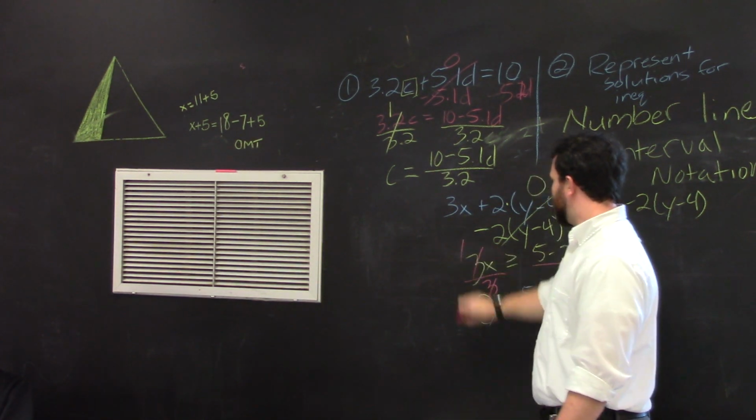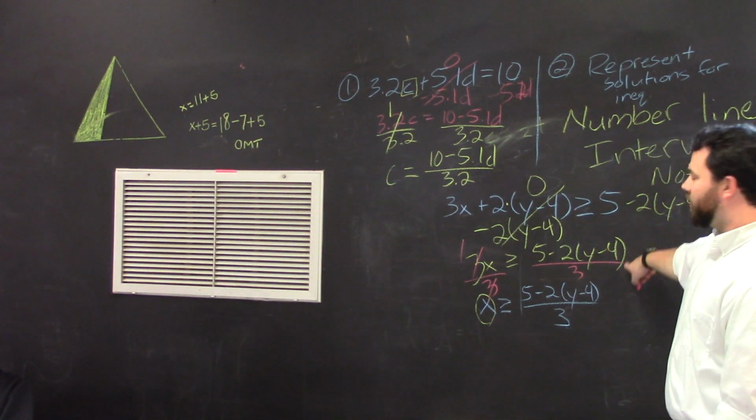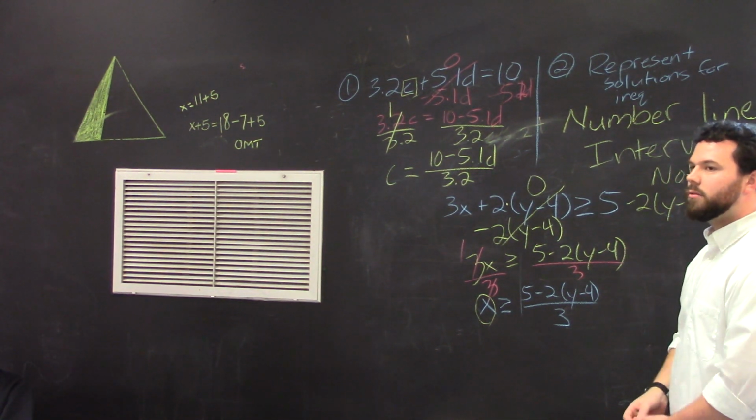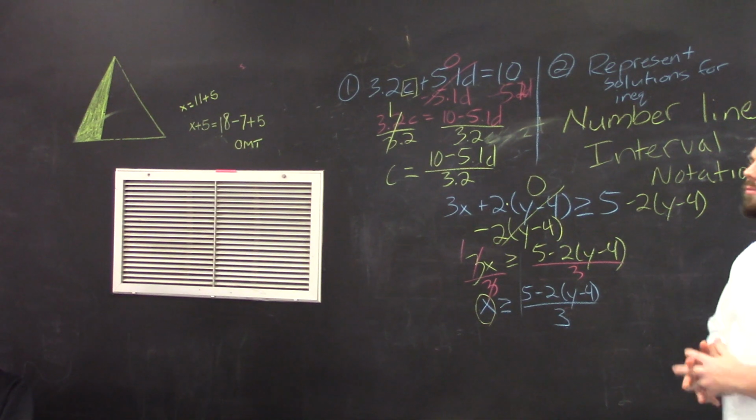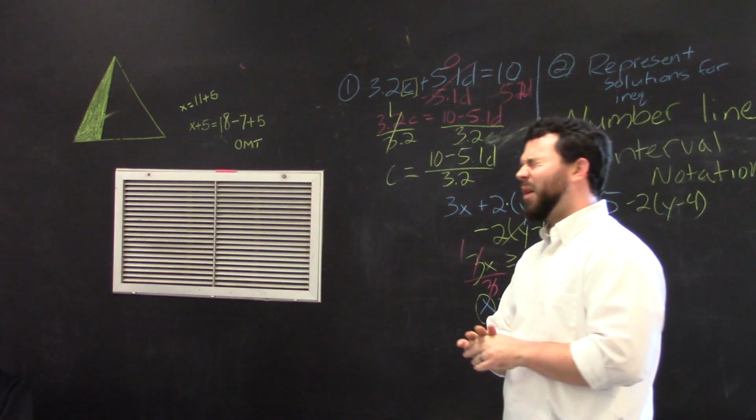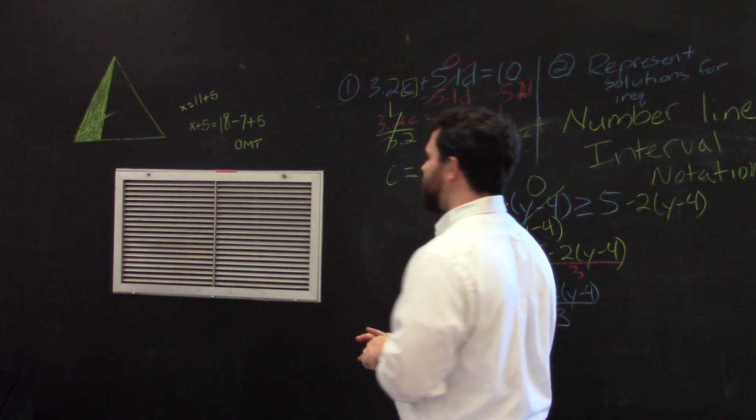Are those the same? Yes, they are equivalent, okay? I used my properties of inequality this time to show that they're equivalent. You can also use that distributive property and that commutative property as well. There's a handful of others, but those are the main ones.